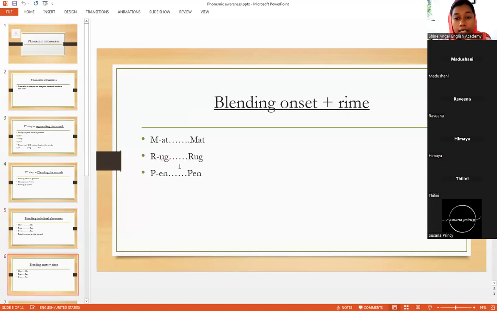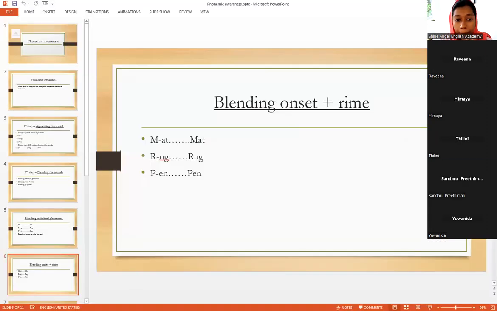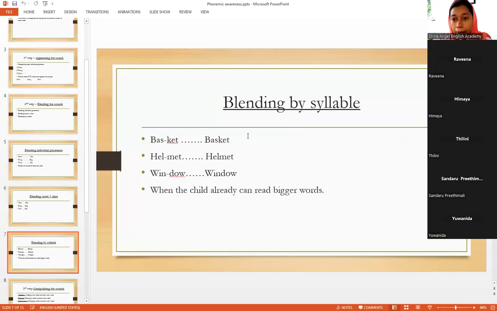The next one is you're given an onset letter and the word ends with a rhyme. So here the "at" is the rime and M is the onset. And the next step is blending by syllable, where you have big words and you break them into small parts and then you spell it out.